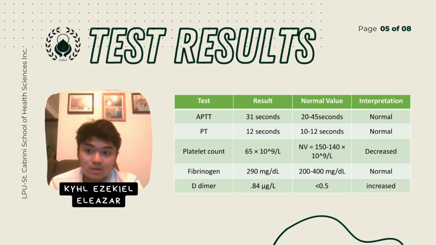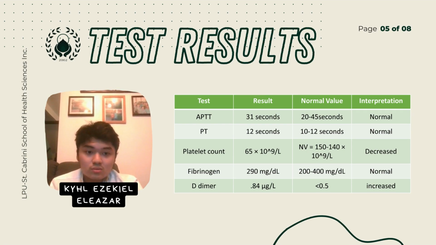So D-dimer is a blood marker that is frequently used to assess the presence of blood clot formation in the body. It is a breakdown product of fibrin, which is a protein involved in the formation of blood clots. When the blood clot forms and subsequently dissolves, fibrin is broken down, resulting in the release of D-dimer fragments into the bloodstream.